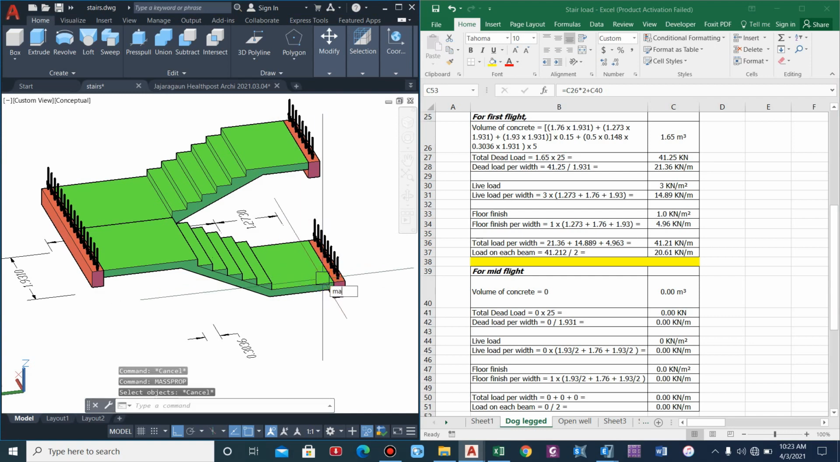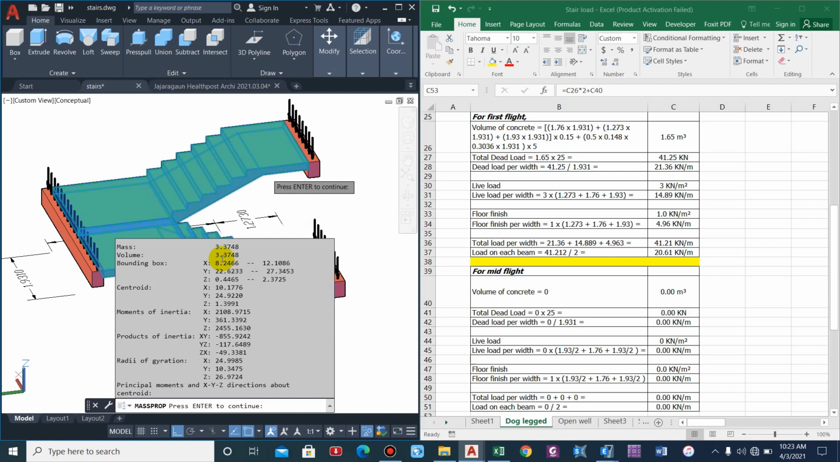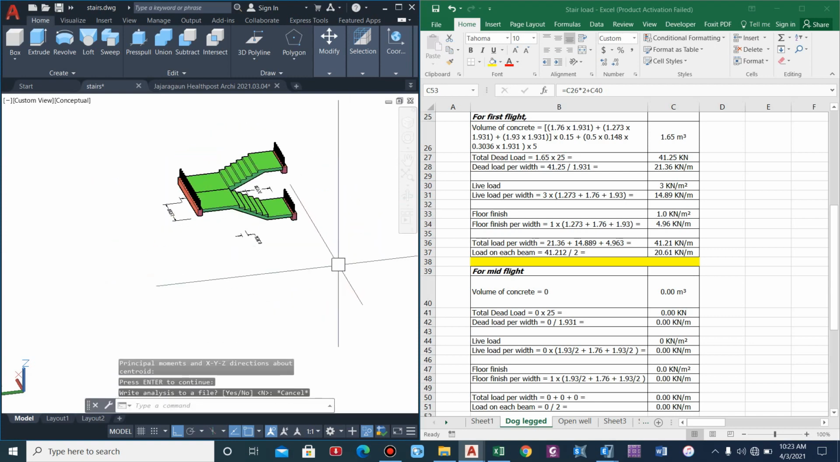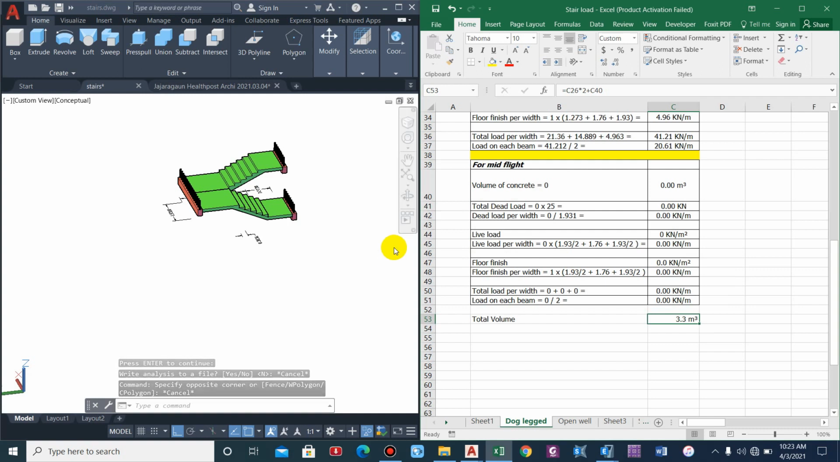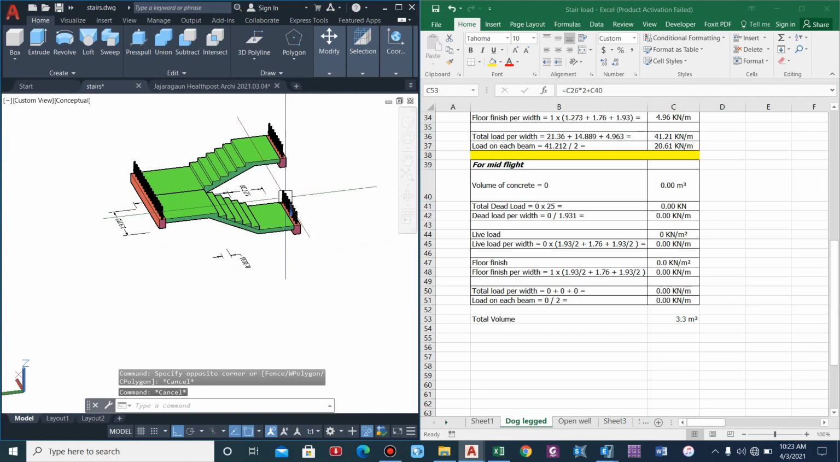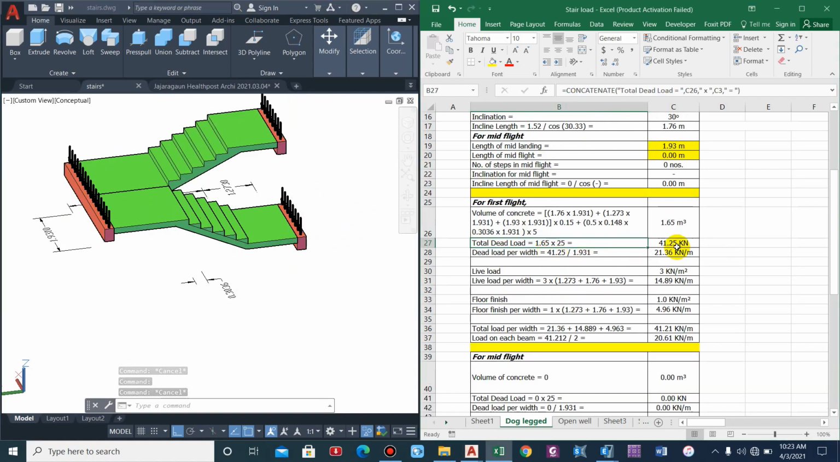Now let us see whether it is correct or not. Using Mass Property, this is an AutoCAD command, we can get the volume. So this comes as 3.37. We got 3.3, which is almost similar to the volume given by AutoCAD. What will be the total dead load?